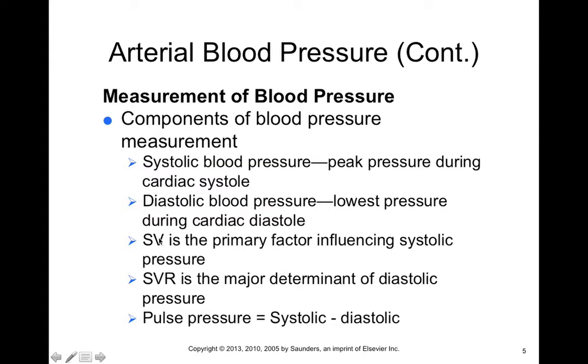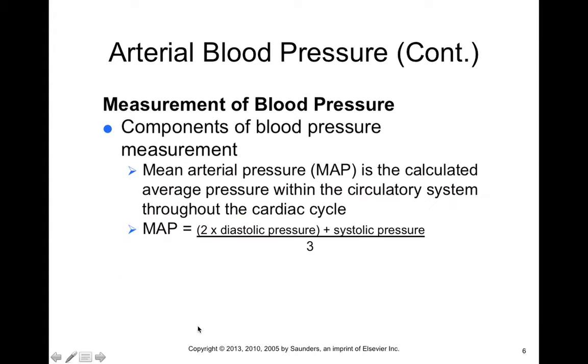Now, stroke volume is the primary factor influencing systolic pressure, and systemic vascular resistance is the major determinant of our diastolic pressure. Now, we can talk about pulse pressure as being the difference between systolic and diastolic pressure. So if you subtract systolic pressure minus diastolic pressure, that gives us our pulse pressure, or basically like a pulse.